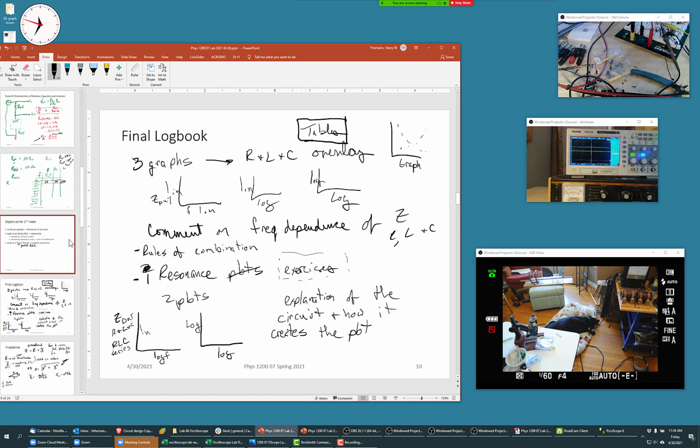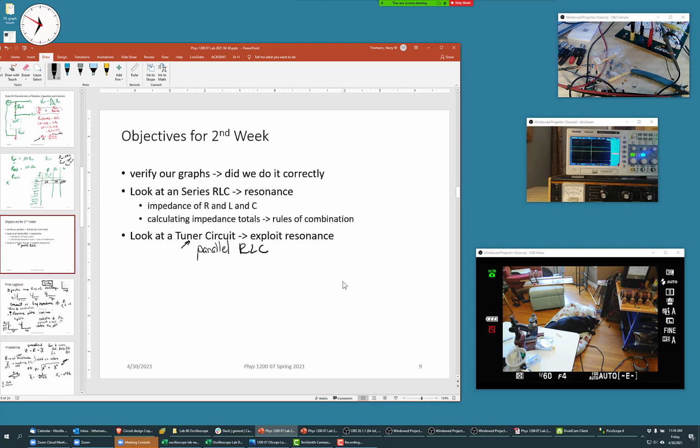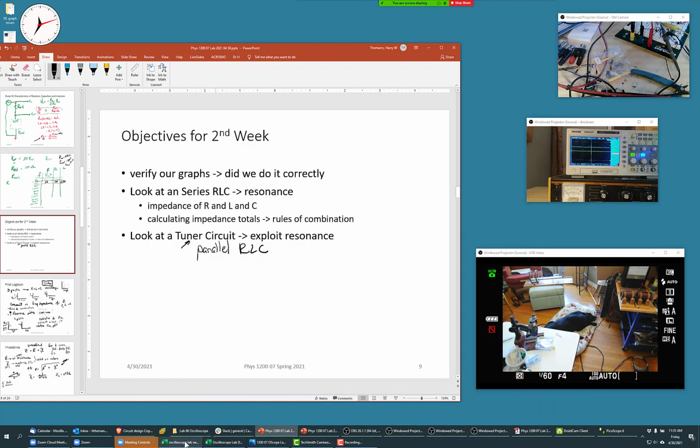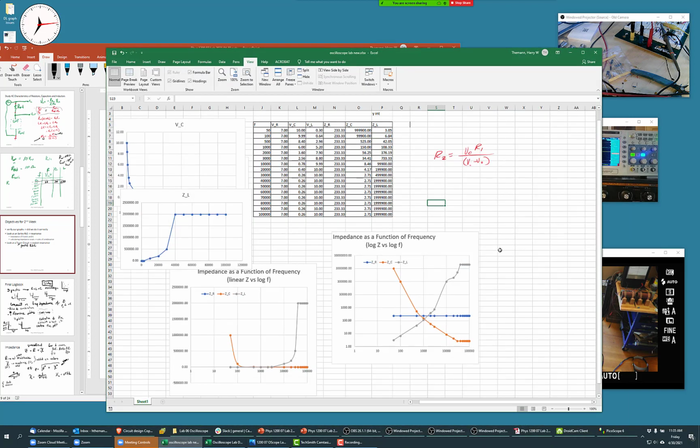The first item on the agenda was to look at the data from last week and make sure that everybody's graphs look like mine, assuming mine are correct, I'm pretty sure. I did find some anomalies. I have an old spreadsheet that has real data from real components on it. And we looked at the simulation.